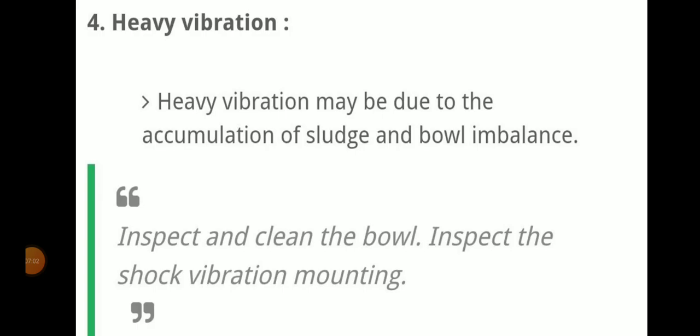Heavy vibration may be due to accumulation of sludge and bowl imbalance. So we have to inspect and clean the bowl. Inspect the shock vibration mode only.